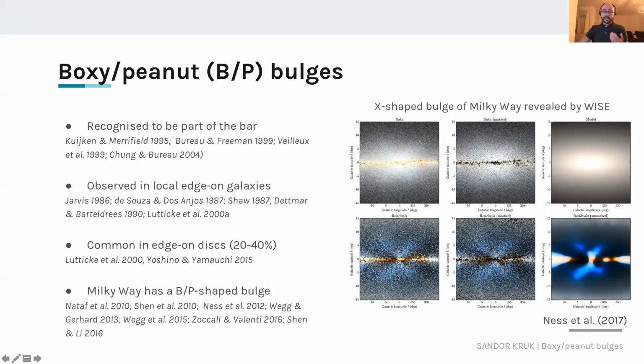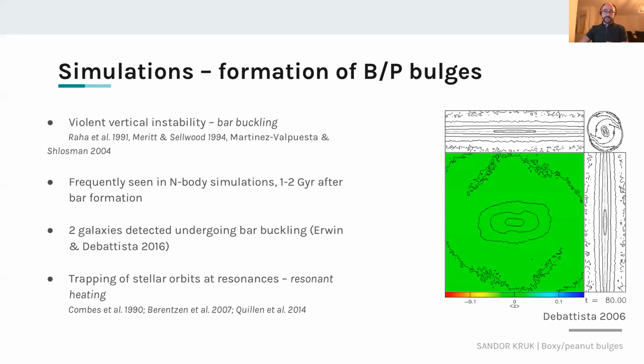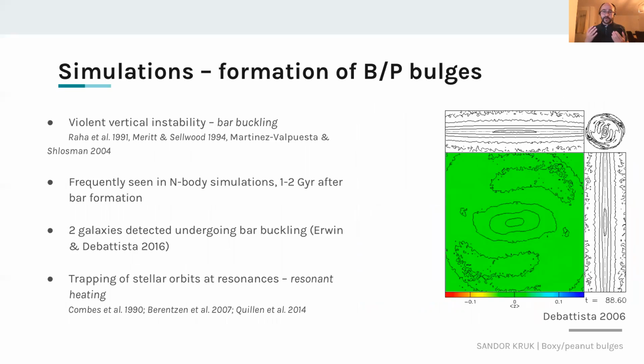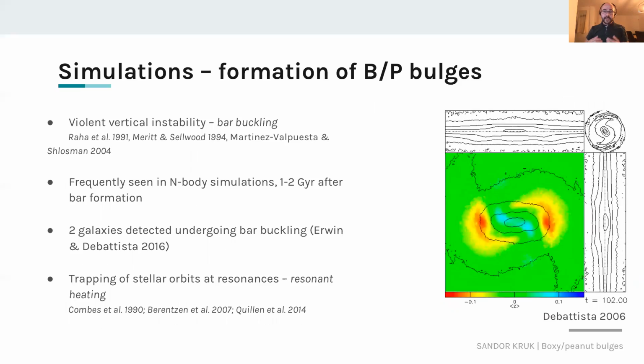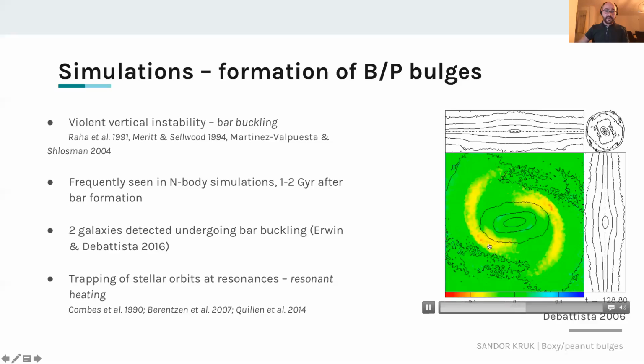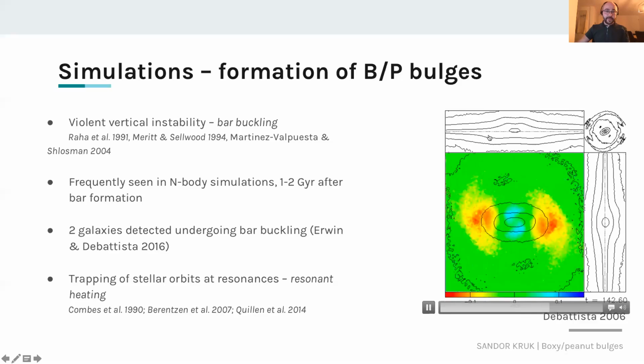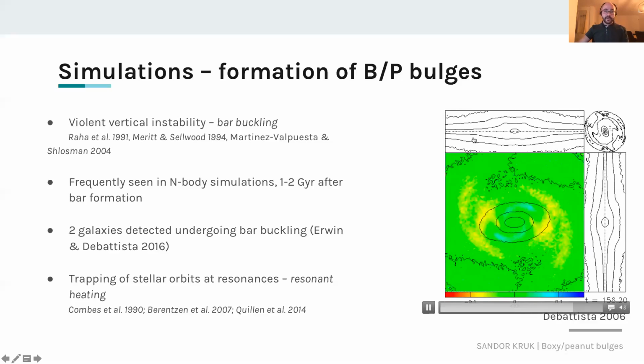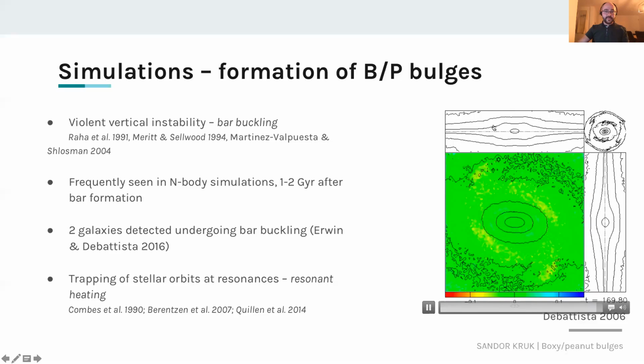So how do such structures form, and what are their properties? N-body simulations suggest that boxy peanut bulges arise because of a violent vertical instability known as bar buckling, about 1 to 2 gigayears after the bar forms in a galaxy. Bar buckling, visible in the simulation, causes the bar to puff up in the vertical direction, above and below the plane of the disk, as you can see in this simulation here on the right-hand side, and also in the edge-on view. You can see slowly the galaxy forming this boxy peanut shape.